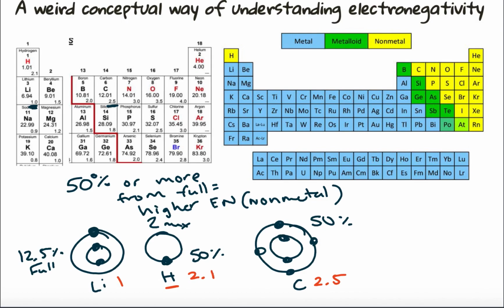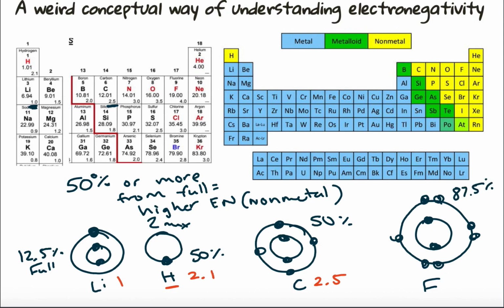So that's the idea. By the way, just for understanding, I'll draw fluorine real quick. Fluorine over here is 7 out of 8. So it is, I believe, 12.5% away from full, and it has an electronegativity number of 4, which is the highest. So you can kind of see that trend. Now there are other things that influence electronegativity, but this is the easiest aspect of it to understand.